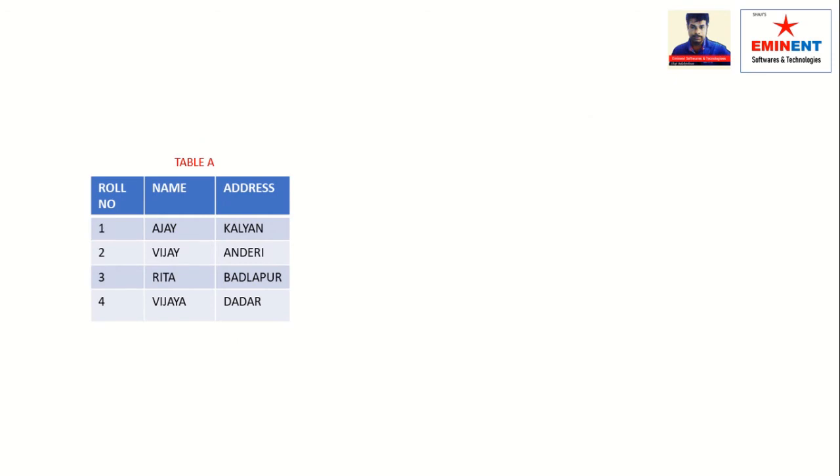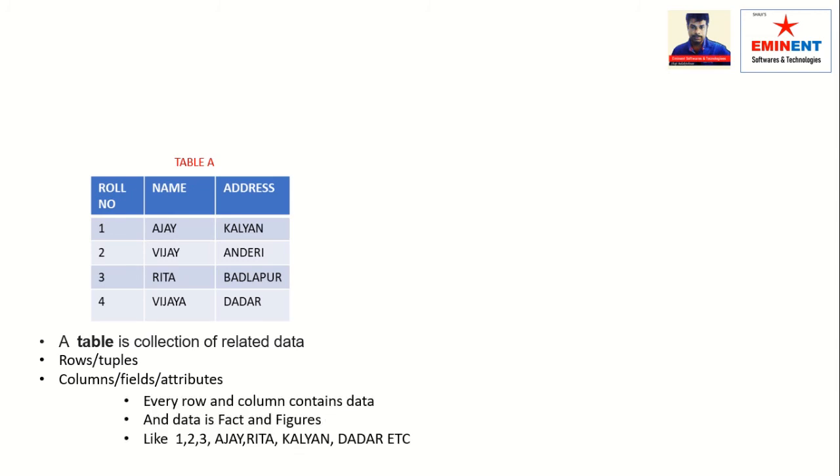Let's summarize. There is a table A which contains rows and columns. A table is a collection of related data which contains rows, we call them tuples also. It also contains columns, fields and attributes. Every row and column contains data, and data is facts and figures like 1, 2, 3, Ajay, Vijay, Rita, etc. These are data.